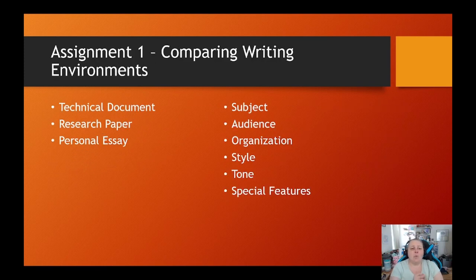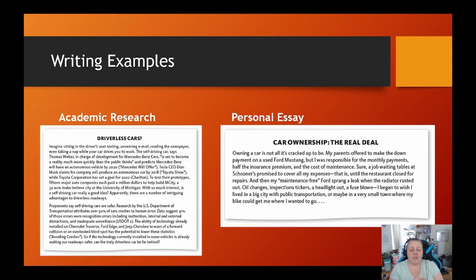Now, this brings us to assignment 1. What assignment 1 does is take that technical, research or academic, and personal essay and have you compare some different elements or characteristics of them, such as subject, audience, organization, style, tone, and any special features. In the course shell, I put little blurbs with an example of an academic research piece and a personal essay, so you can read through those, as well as the one from the technical document within the textbook. And you do your homework from there.